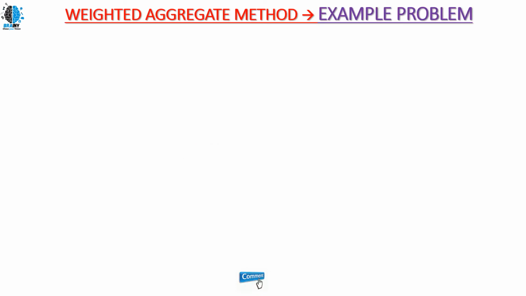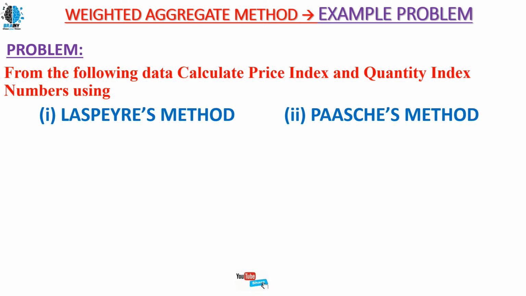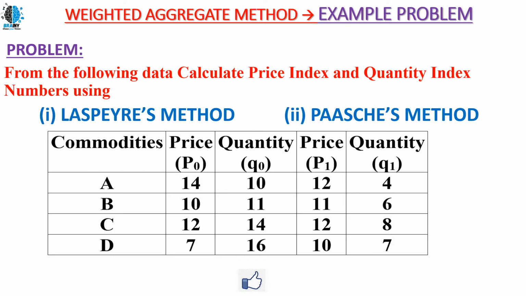Let's see how we can calculate the Laspeyres and Paasche index numbers with the help of this example problem. From the following data, calculate price index and quantity index numbers using Laspeyres and Paasche formula. Here is the data. Commodities A to D are given, with base year price, base year quantity, current year price, and current year quantity. So let's see how we can calculate this.